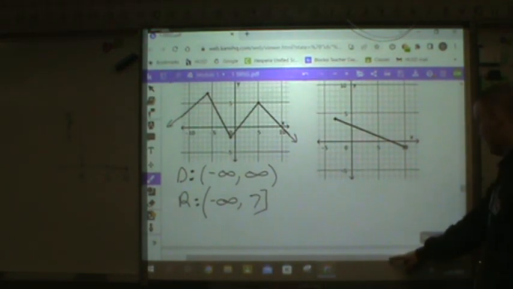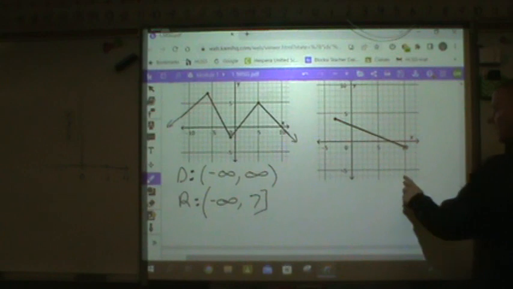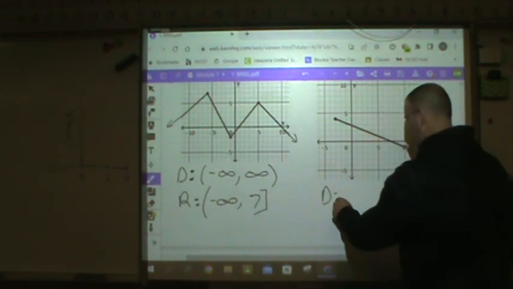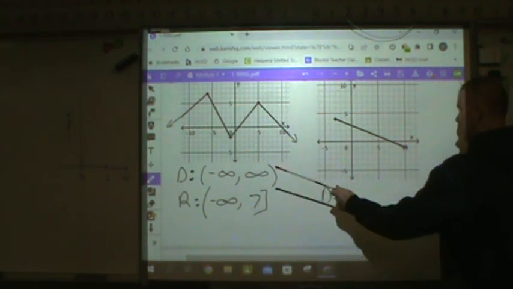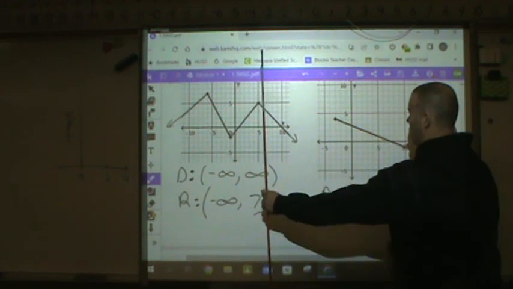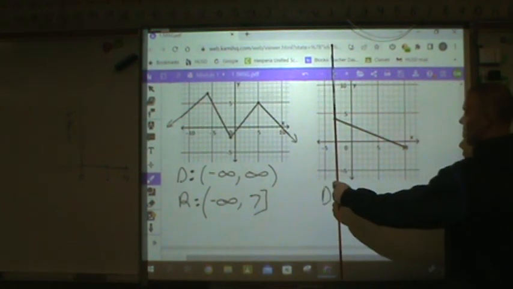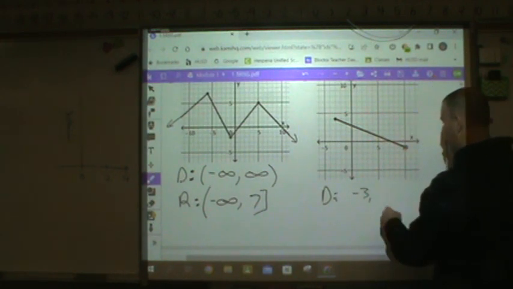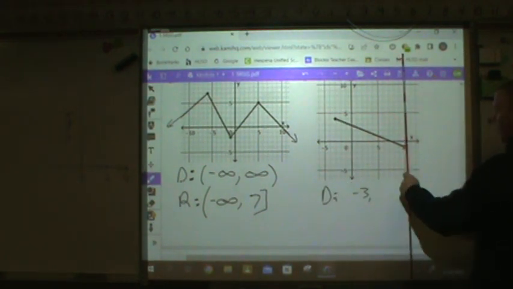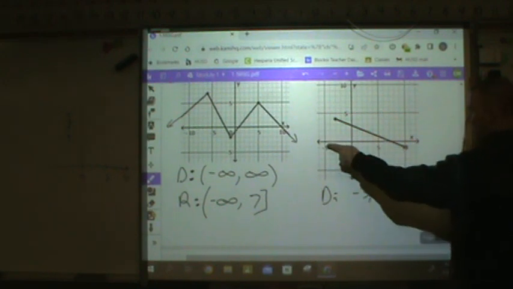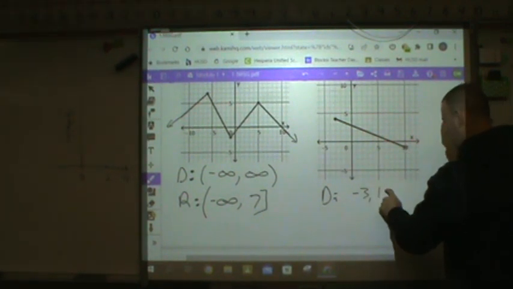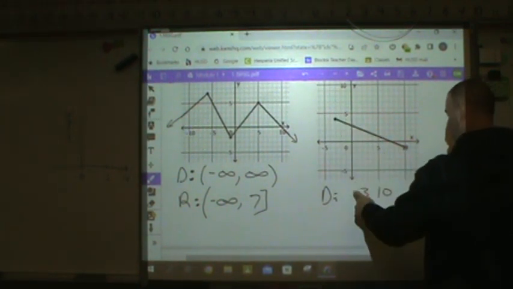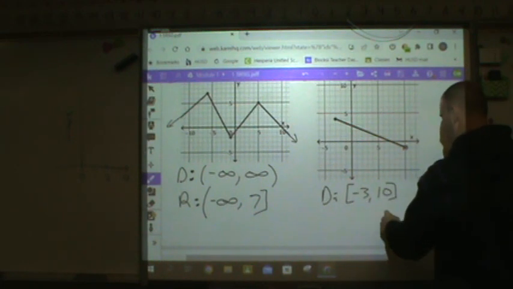And then we do the same thing for the next one. If you've got to rewind and watch this again, do it. My domain, worry about my numbers first. So my domain is x values. So where does my vertical line first touch? It touches right here, which is at -3. Where does it stop? It stops way over here on the x, at 10. They are both closed circles, so it's going to be brackets for both of them.